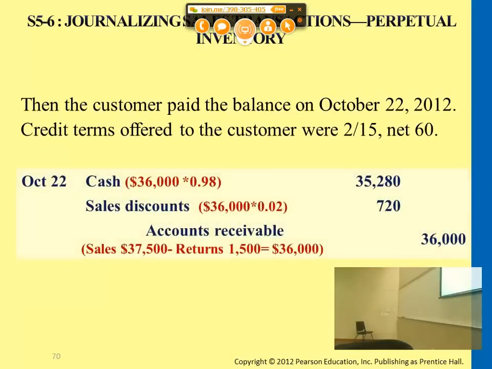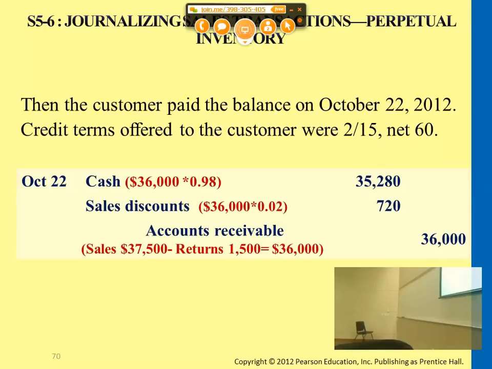So the total amount that customer will be paying, the calculation would start from $37,500, the original amount, minus the returns, $36,000. Supposedly you should be getting this $36,000 after the discount period. But since the customer is now paying within 15 days, you give them 2% off of this $36,000. Okay, so you see sales discounts here, 2%. The $720 you're also not getting from customer because they paid early.